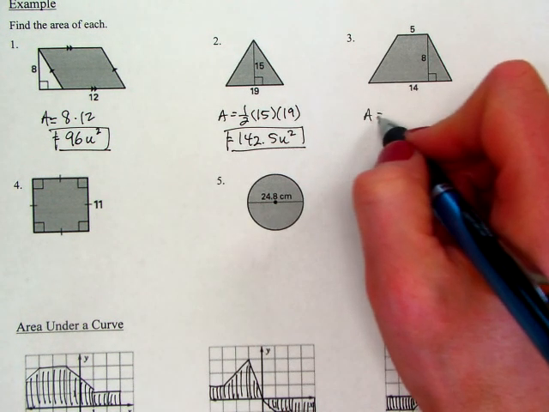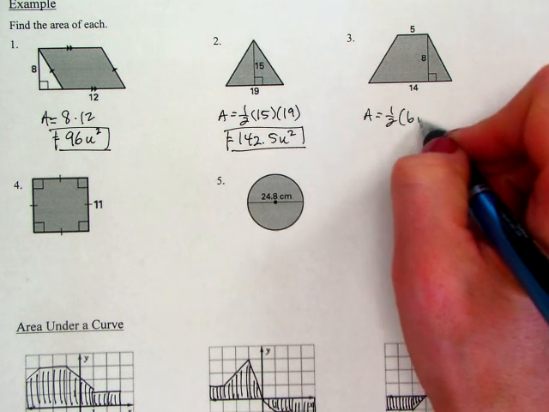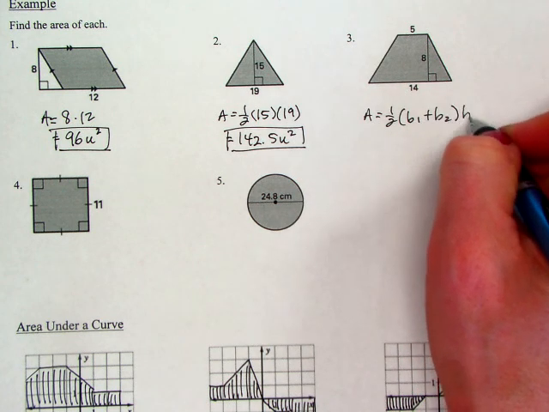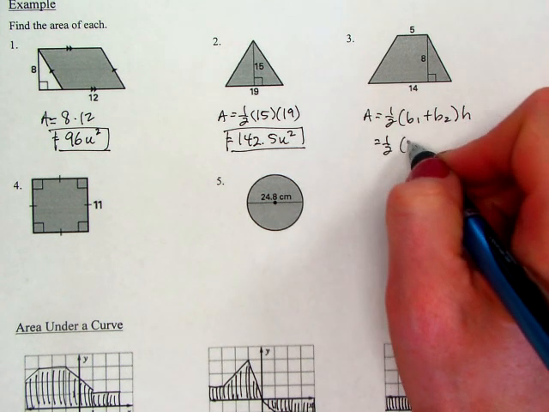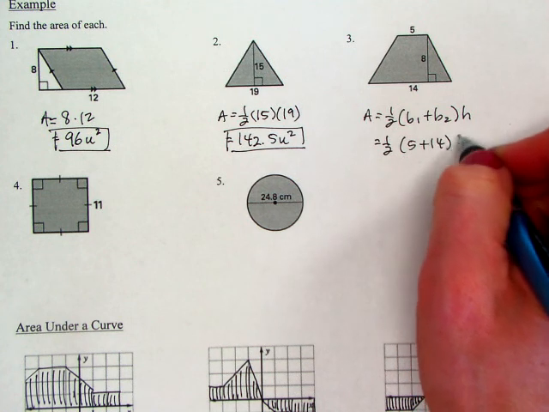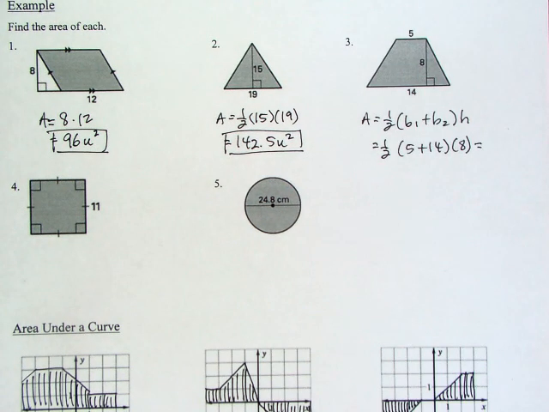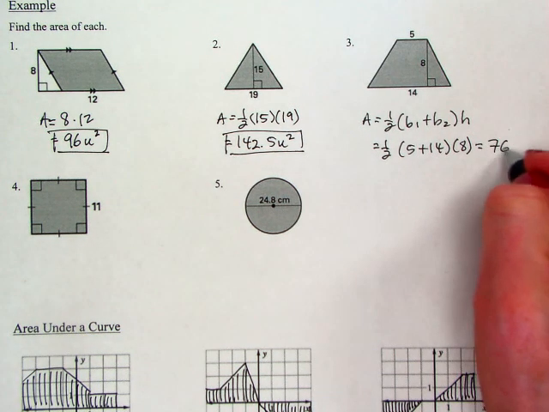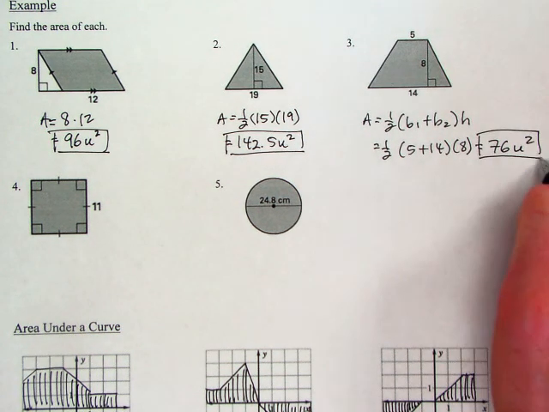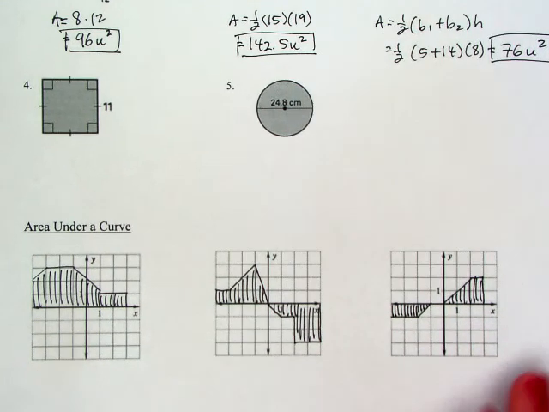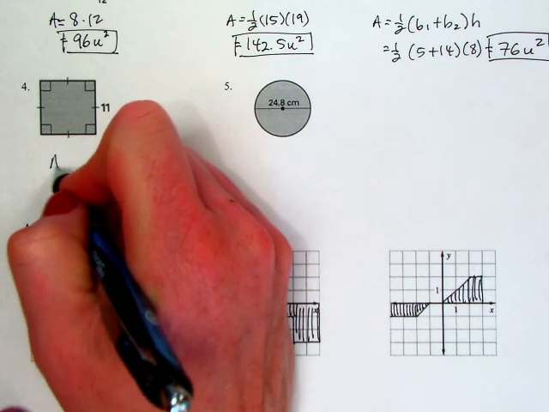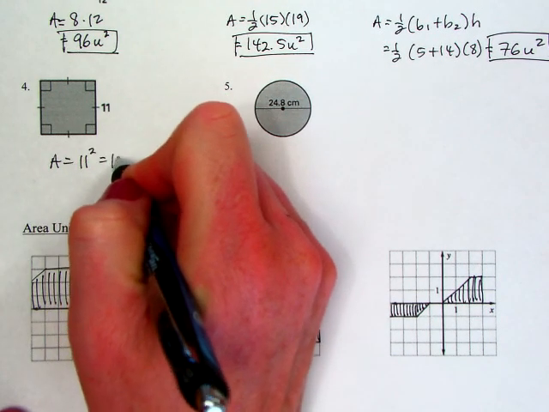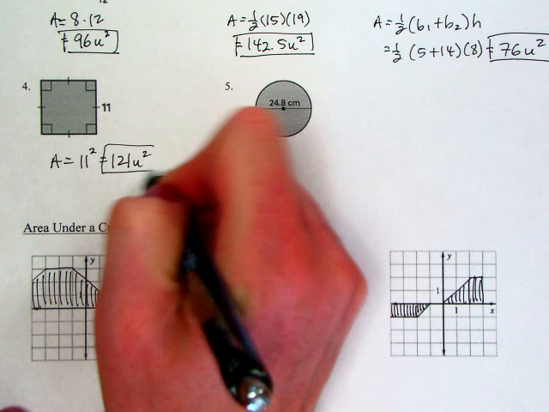Trapezoid: base 1 plus base 2. Again, those are the ones that are parallel to each other, and then times the height. So we've got 5, 14, and then 8, which gives me a total of 76. Two more. We've got a square here, so if that side's 11, so is this one. So we've got 11 squared, which is 121 units squared.